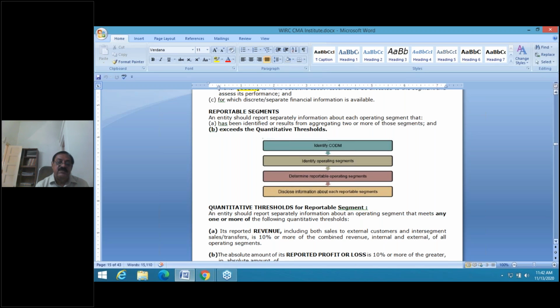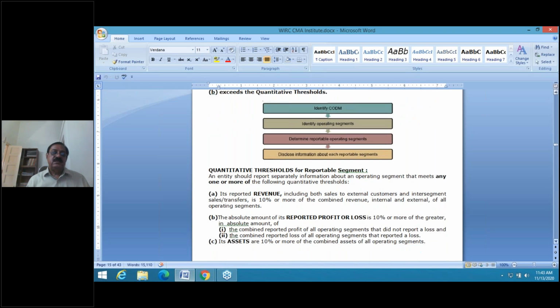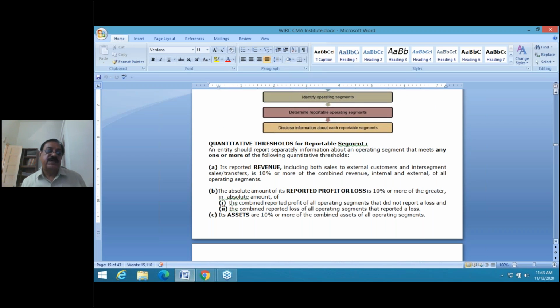Detailed analysis of information will be given. So what are these detailed quantitative thresholds? So in the whole process, identify CODM, who is CODM, maybe a board of directors. Then they will identify operating segments. Then from operating segments, you have to determine the reportable operating segments. And for these reportable operating segments, you will disclose the information separately. So this AS is not regarding accounting. Like we have seen 10, we have seen 2, these are regarding accounting. This is not regarding accounting. This is regarding what disclosures you have to make. Okay, so this is basically disclosure. Your P&L will be disclosed under these subheads of operating segments.